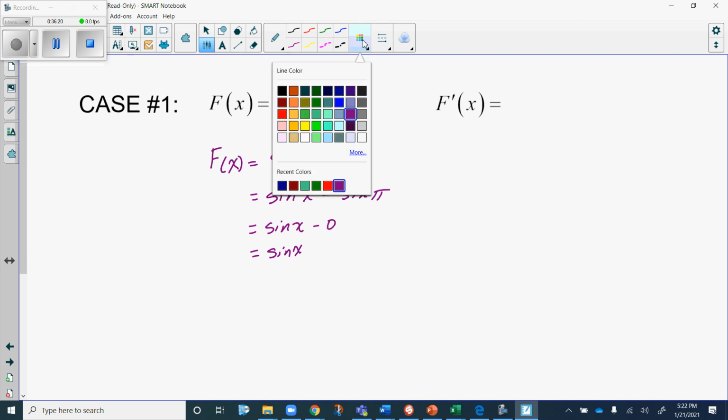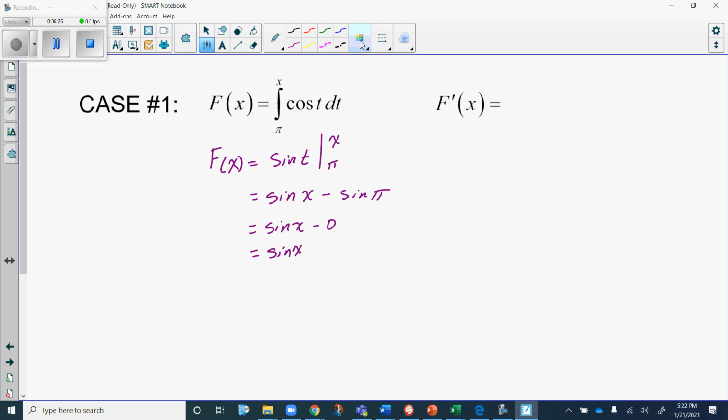Well, if I take that, what is the derivative of the antiderivative? What's the derivative of sine of x? Well, it puts me back at cosine of x, which matches what we had there. And that is essentially what the fundamental theorem is trying to make us understand, or at least part 2, I should say. The derivative of the antiderivative is equal to the integrand, or f of x, whatever it should be.